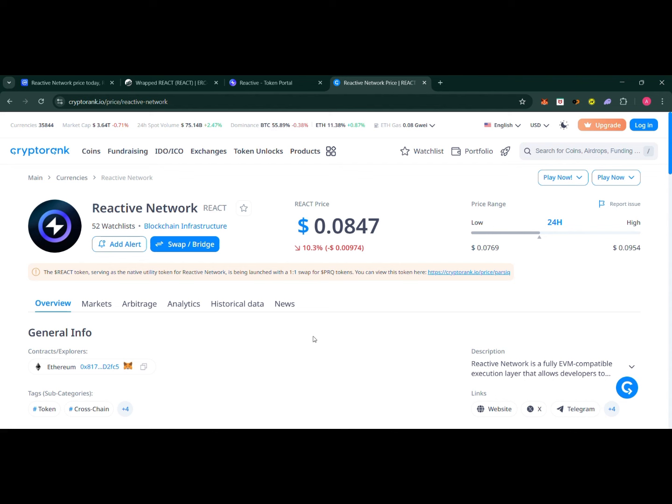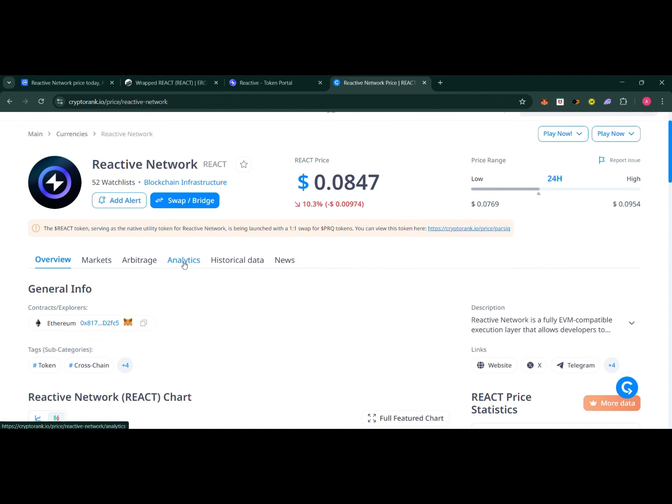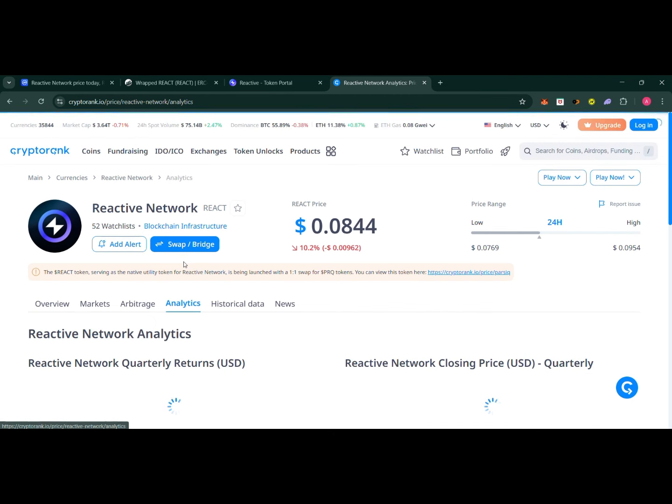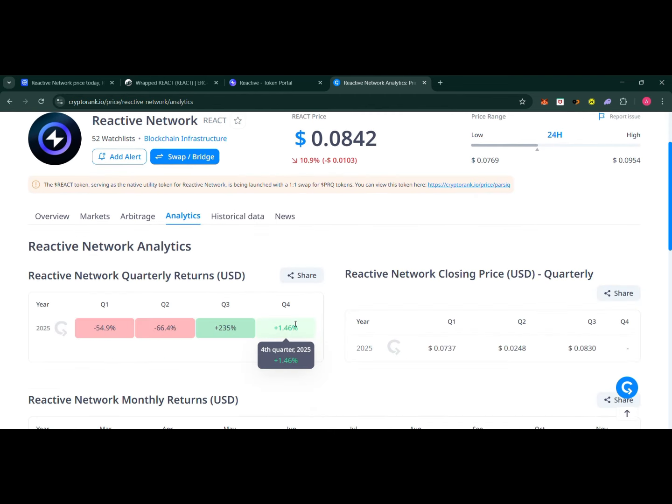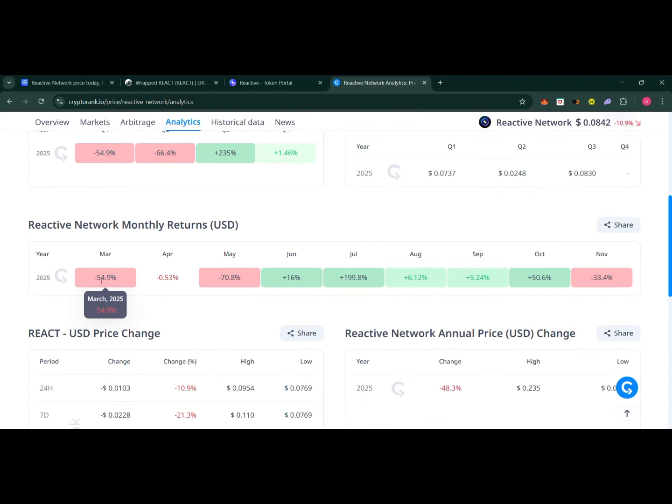On CryptoRank, you can also view analytics, okay? By analytics, you can view the quarterly performance of a coin, or you can view the monthly performance of a coin. And with Reactive Network, you can see the coin has been doing well right from June to October. We are currently in November. All right. So quite an informative website that you can make a note of to research any cryptocurrency, not just React, but any cryptocurrencies.